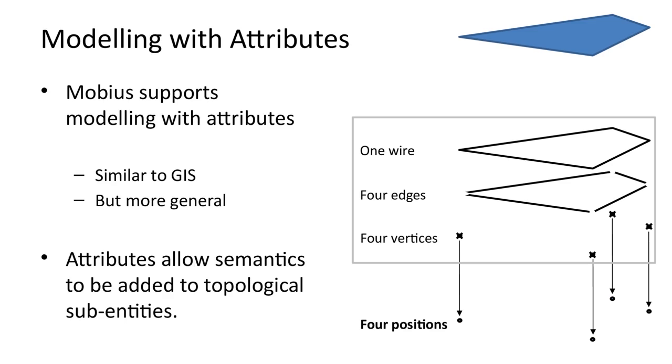Mobius supports user-defined semantics similar to the GIS approach. However, the approach used in Mobius is more flexible and general. The diagram shows the sub-entities for a polygon. In this example, the polygon has 1 wire, 4 edges, 4 vertices, and 4 positions. Attributes can be added to any of these entities.